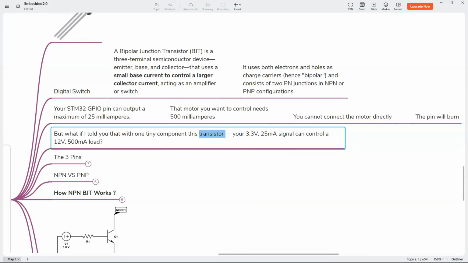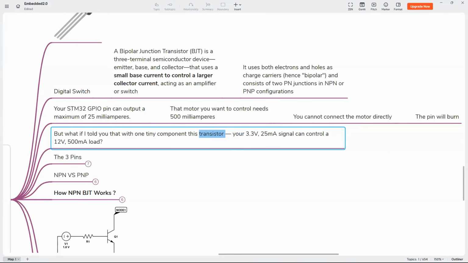Again, I'm repeating: there is one microcontroller. It can be Arduino, STM32, any microcontroller. There is a GPIO pin which outputs around 25 milliamperes and can handle only 25 milliamperes. If you connect a 500 milliampere motor to that GPIO pin, it definitely can't handle it. The pin might get burnt out. That's why we need a component called the transistor.